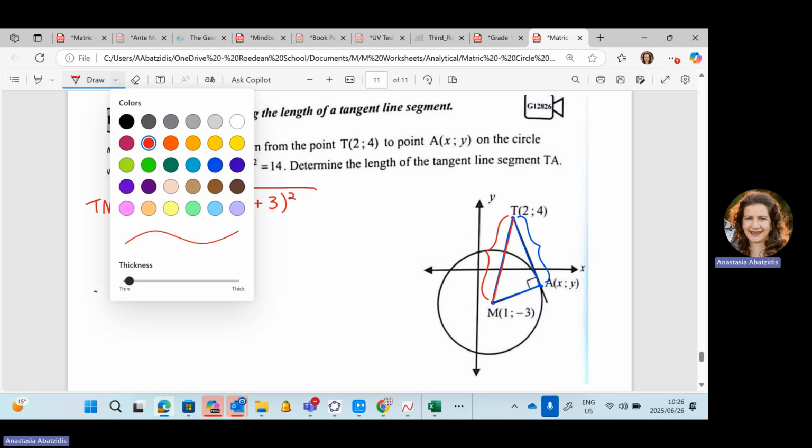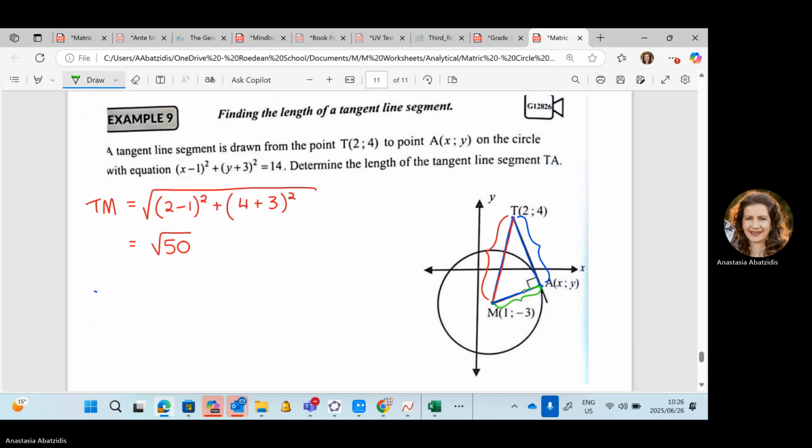Next, it would be great if we could find the length of this line. What is this line here, this green one? What's the name of that line? The radius. So what's the length of the radius? It's the square root, and it's also squared. Same thing.